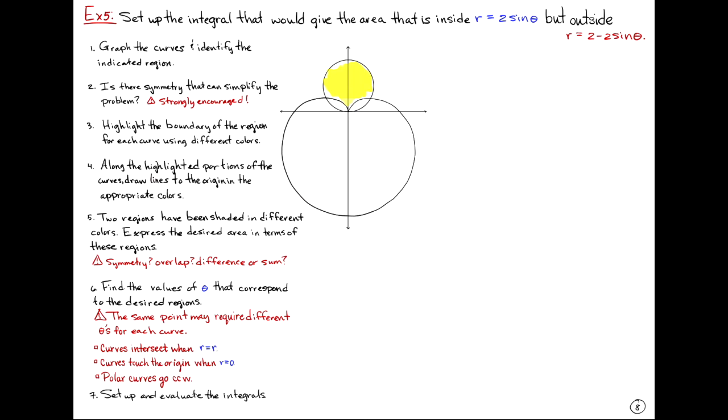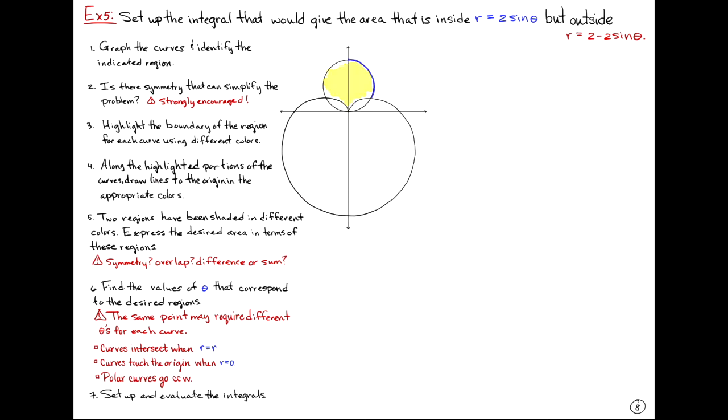We can also identify the symmetry. These curves are symmetric over the vertical axes, which means that we can focus on just the first quadrant, find that area, and multiply it by 2 to find the total area. Because of that, when I'm highlighting my boundaries, I'm only going to focus on the first quadrant. We highlight the portion of the curve that lies directly on this region.